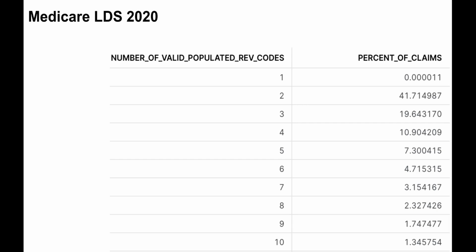And so here's an example using the Medicare LDS dataset from 2020. We can see that a little bit over 41% of all claims have exactly two valid revenue center codes. Almost 20% of claims have exactly three revenue center codes, and almost 11% of all institutional claims have exactly four revenue center codes populated. These percentages are for institutional claims only, obviously, because revenue center code is only for institutional claims. And 7.1% of all institutional claims have more than 10 revenue center codes. So that gives a sense of how many revenue center codes appear on institutional claims.